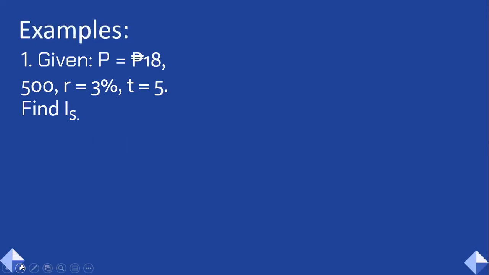Okay, so given the principal amount, which is 18,500, the rate, which is 3,000, and then the time, which is 5. Find the simple interest. So kapag walang binabanggit na klase ng interest, automatic, it's simple interest. So with this one, substituting that from our formula, then the simple interest will be 2,775. Since yun lang naman yung tinatanong, the simple interest.